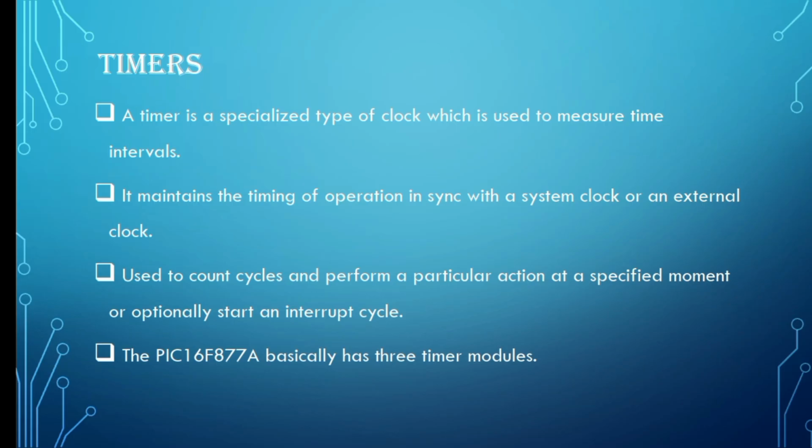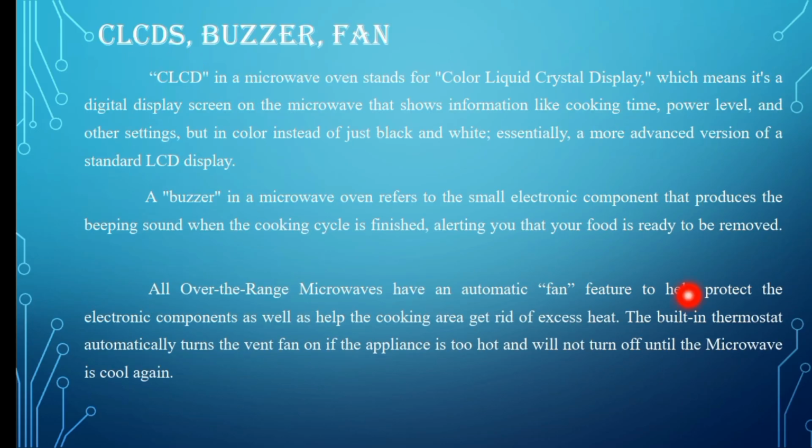Next, CLCDs, buzzers, and fans. A CLCD refers to a character LCD display, which is a small liquid crystal display used to show text information like cooking time, power level, and other settings on the oven's control panel, allowing users to interact with the microwave through the embedded system by displaying these details on the screen.